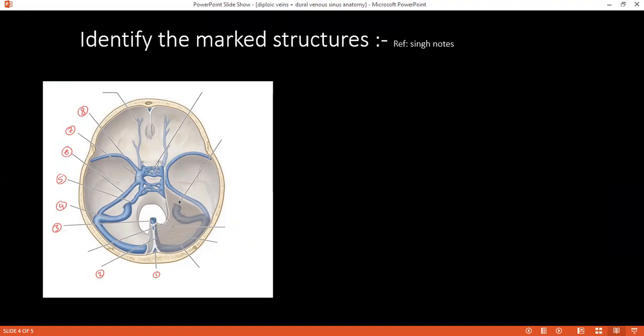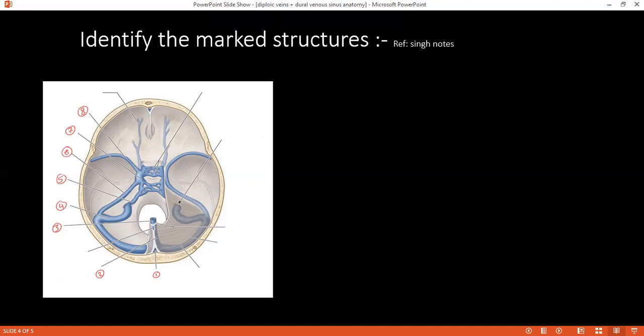There are four unpaired and six paired. Six paired. Okay. Can you name the paired ones first? Paired ones are cavernous sinus, transverse sinus, sigmoid sinus, sphenoparietal sinus, superior petrosal sinus, and inferior petrosal sinus. Okay. Now, can you please name the unpaired ones? Unpaired ones are the superior sagittal sinus, inferior sagittal sinus, straight sinus, and occipital sinus.